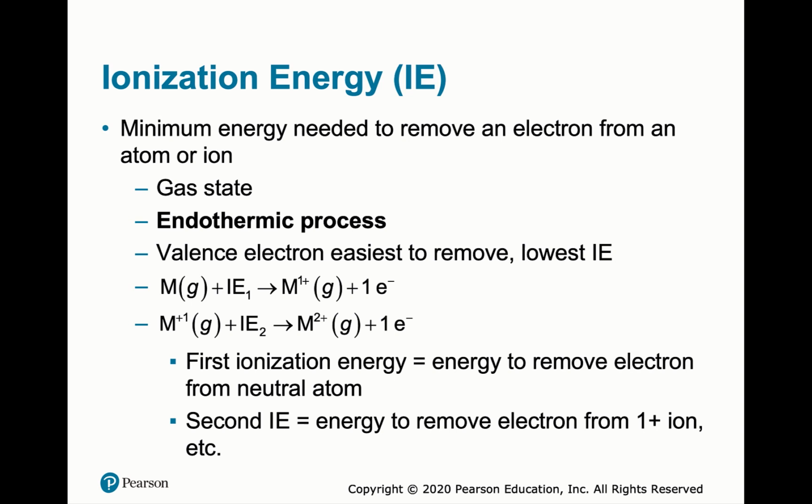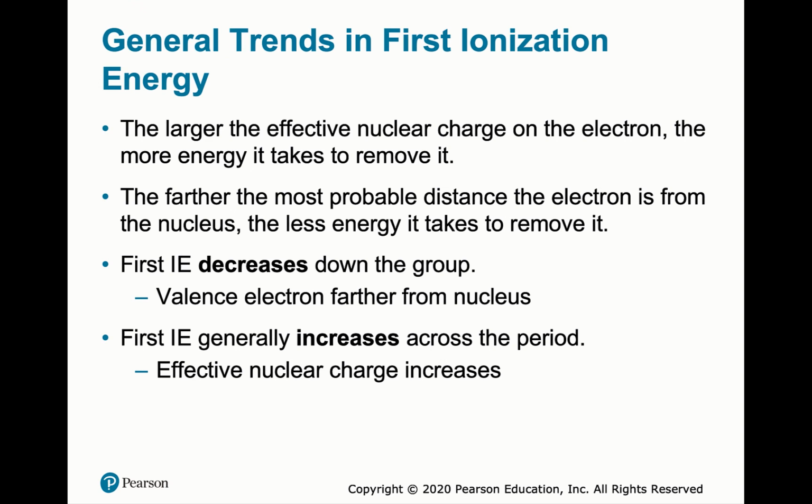Ionization energy. So this is the amount of energy it takes to rip an electron off of an atom or ion. And it's always endothermic. It takes energy to do that. And we'll talk about the ionization energy. The first ionization energy, the energy to remove one electron. Second ionization energy is the energy to remove a second electron from the ion. And the third ionization energy is going to be to remove a third electron from it, and so on.